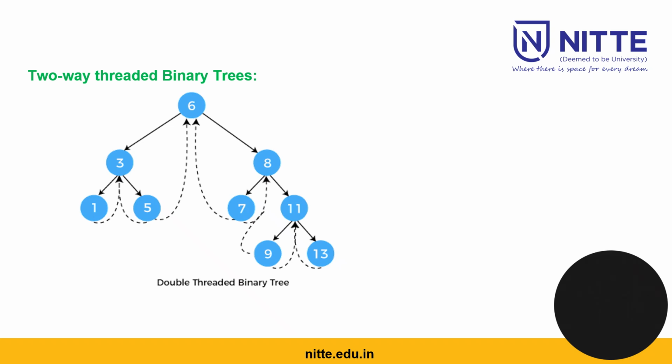And here if you take 11, from 11 there is a path to 9, and 9 will point toward 8 as well as to 11. Here 13 will point toward 11. So these kinds of trees or binary trees are called two-way threaded binary trees. Here I will stop. In the next session we will discuss the remaining parts of this topic, which is data structures.